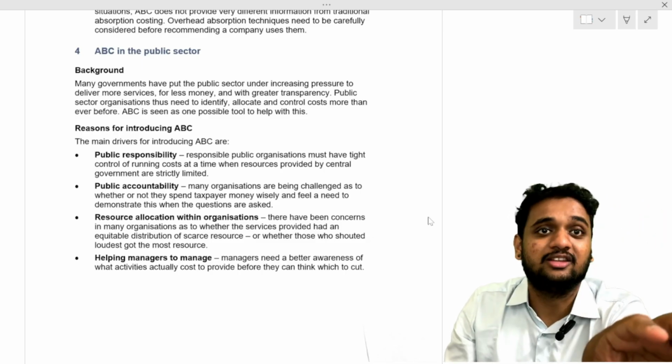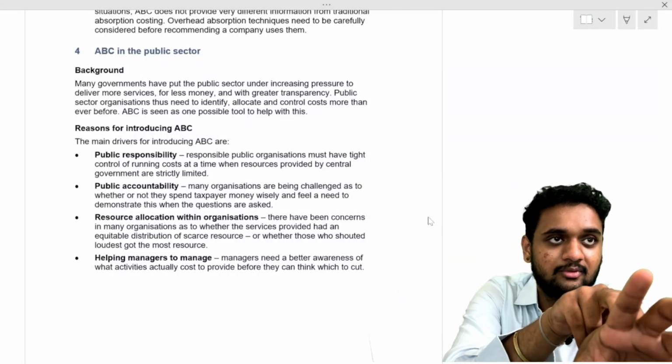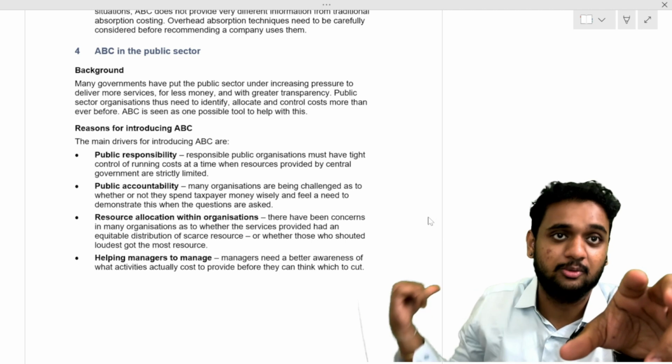Only if you do ABC costing, you'll know what they're actually doing, how much cost should be allocated to them, how much resources should be allocated to them, and how much work they are doing.